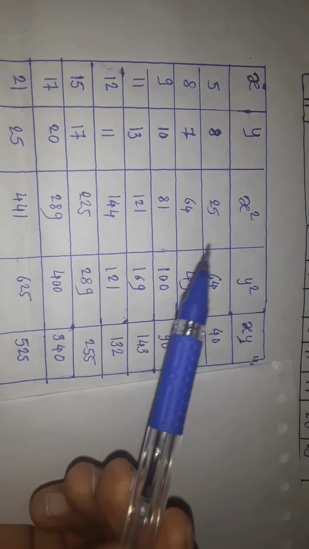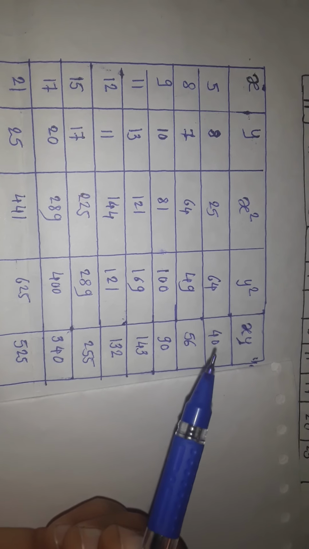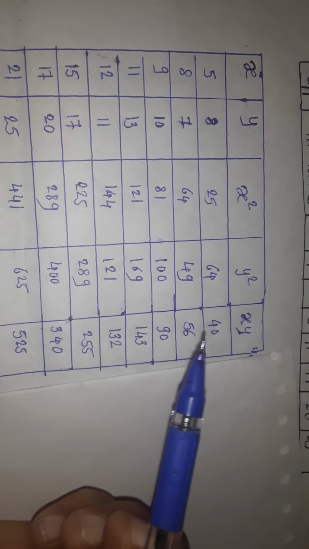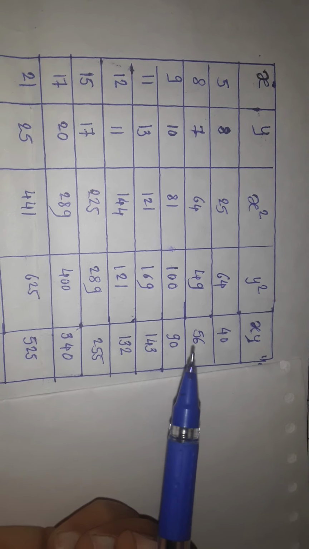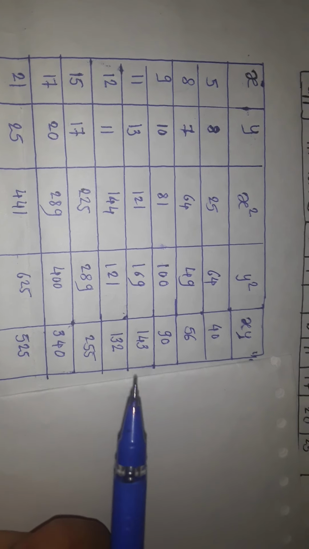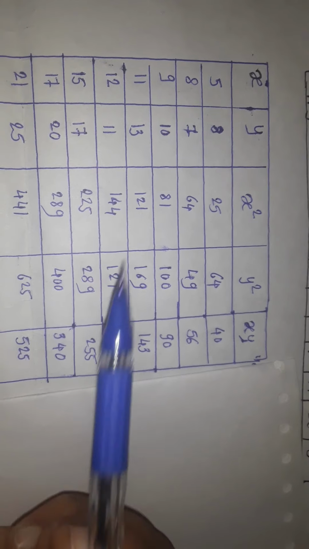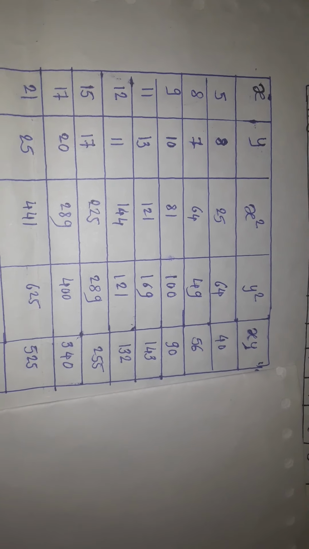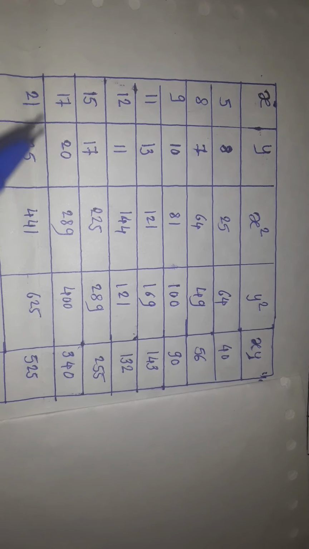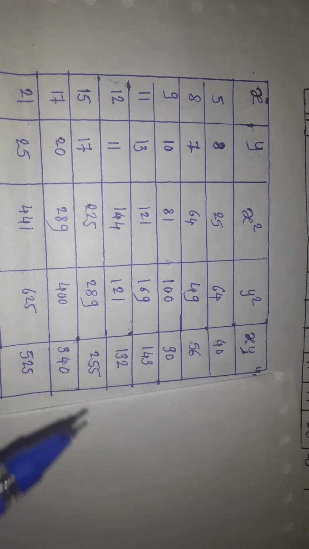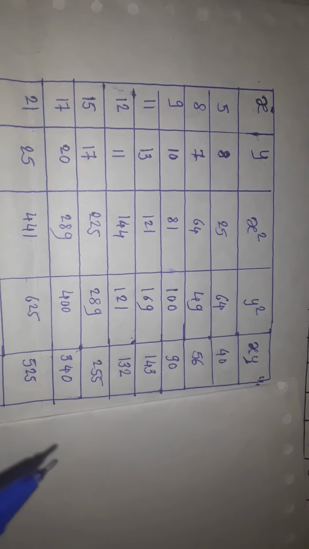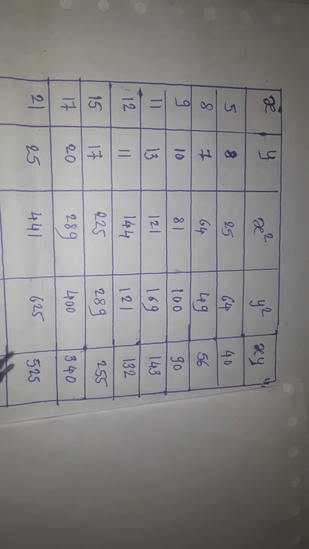The next column is the multiplication of x and y, the xy column. 5 into 8 is 40, 8 into 7 is 56, 9 into 10 is 90, 11 into 13 is 143, 12 into 11 is 132, 15 into 17 is 255, 17 into 20 is 340, 21 into 25 is 525.